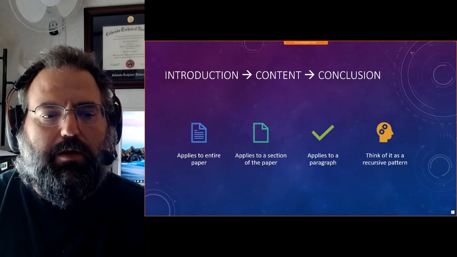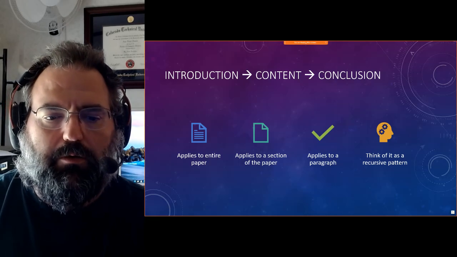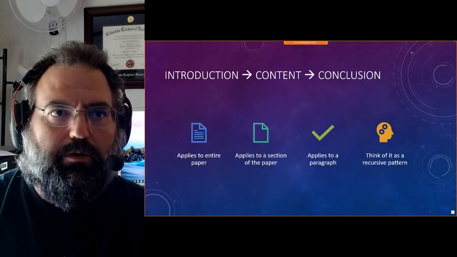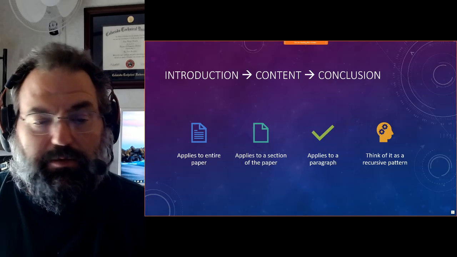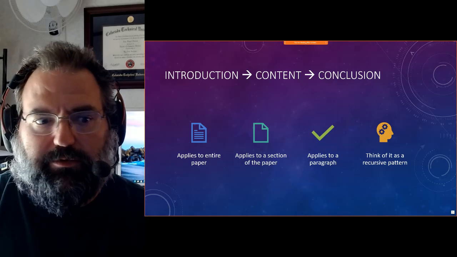What is it you want the reader to do in the case of a paper, or to understand, or to think about, or to consider? In the case of something like an email, it's what do you want somebody else to do? Do you want their help?